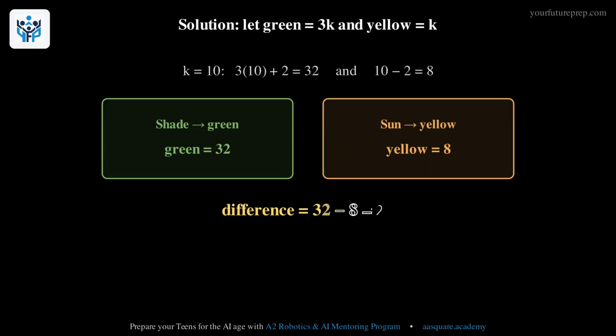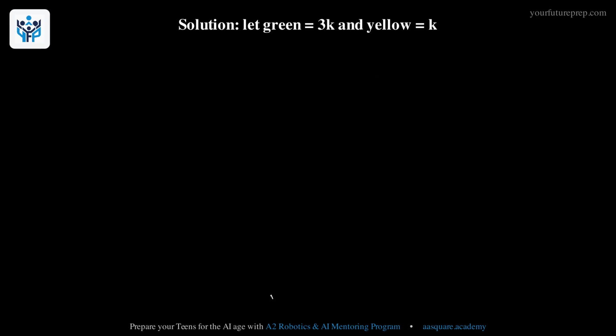The new green count is 3 times 10 plus 2, which is 32. And the new yellow count is 10 minus 2, which is 8. The difference is 32 minus 8, which is 24. The answer is 24.